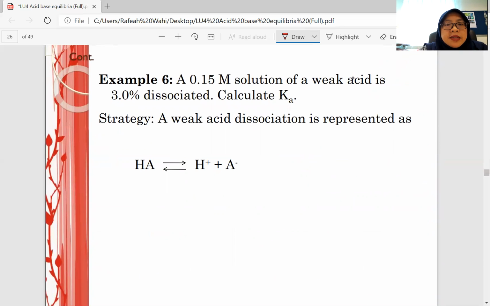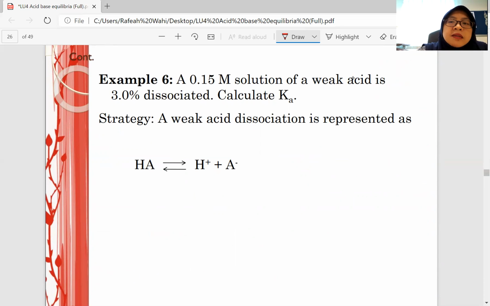It's quite simple. Example 6. We have a 0.15 molar solution of weak acid, which is 3% dissociated. So we need to calculate Ka.